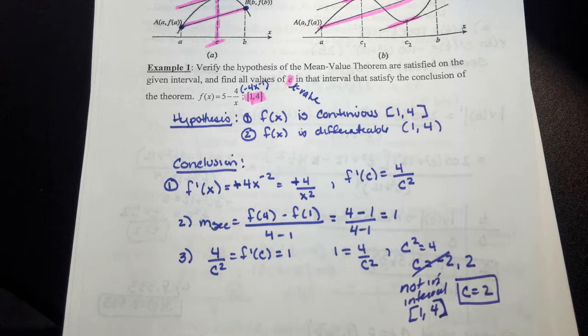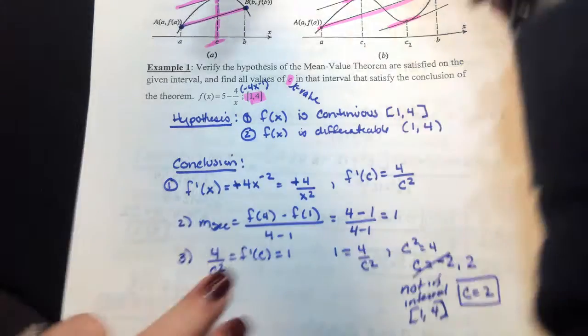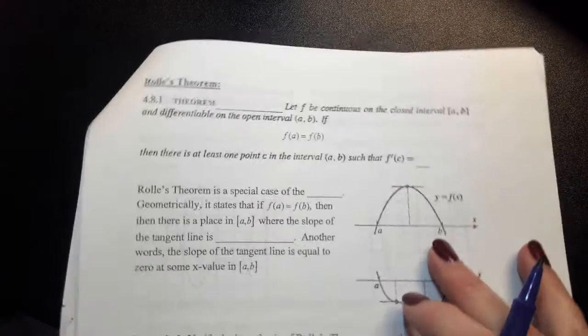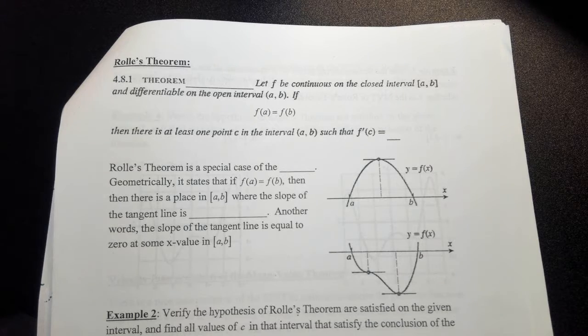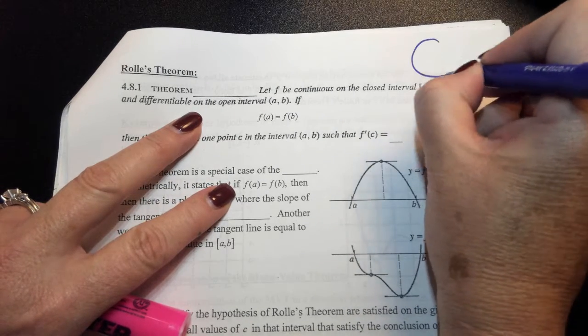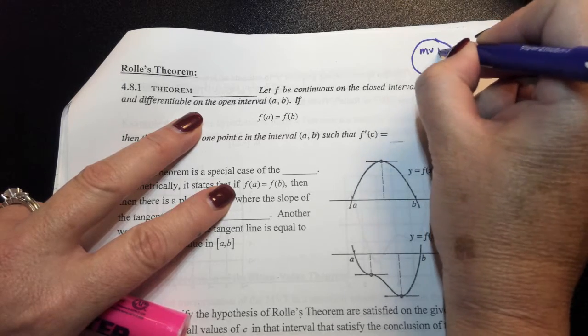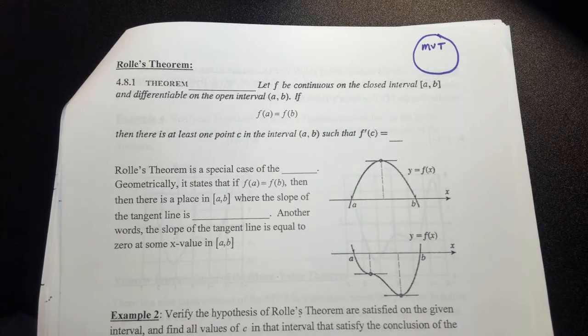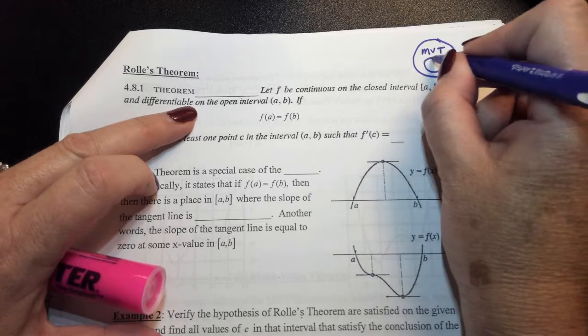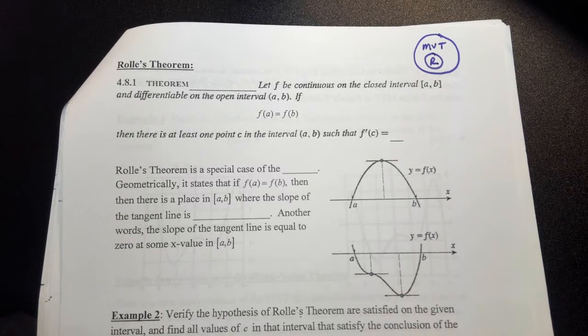So any questions on the mean value theorem? Okay. There is a special case of the mean value theorem called Rolle's theorem. So think of it this way. You have your mean value theorem, like looking at a Venn diagram. A special condition of the mean value theorem is called Rolle's theorem. So it is a mean value theorem, but it has a special condition.